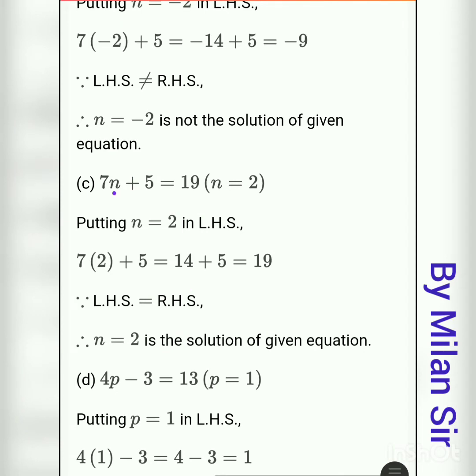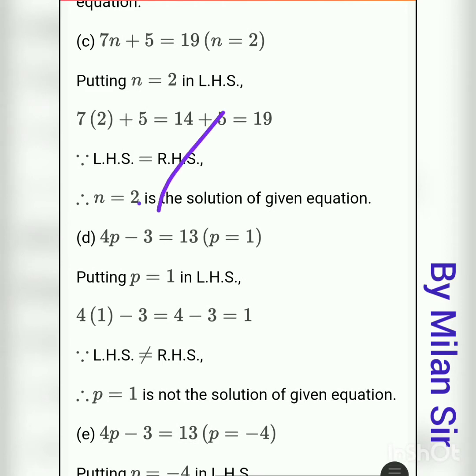What we need to do is, in place of n, put 2. 7n means 7 multiplied by n. So we need to write it in brackets, because brackets show multiplication. So 7 times 2 is 14, plus 5 is 19, and here we also have 19. So this time we write LHS is equal to RHS. Both answers are the same. So n is equal to 2 is the solution of the given equation.